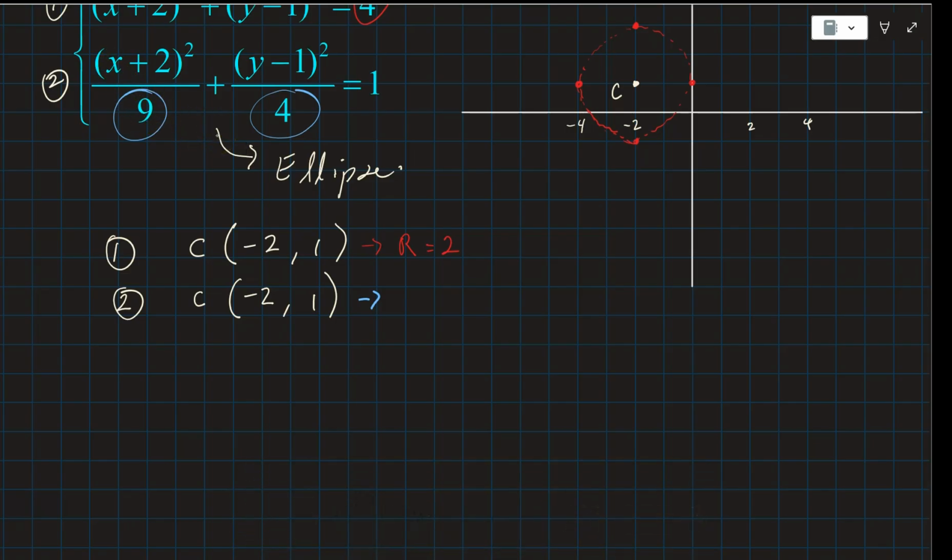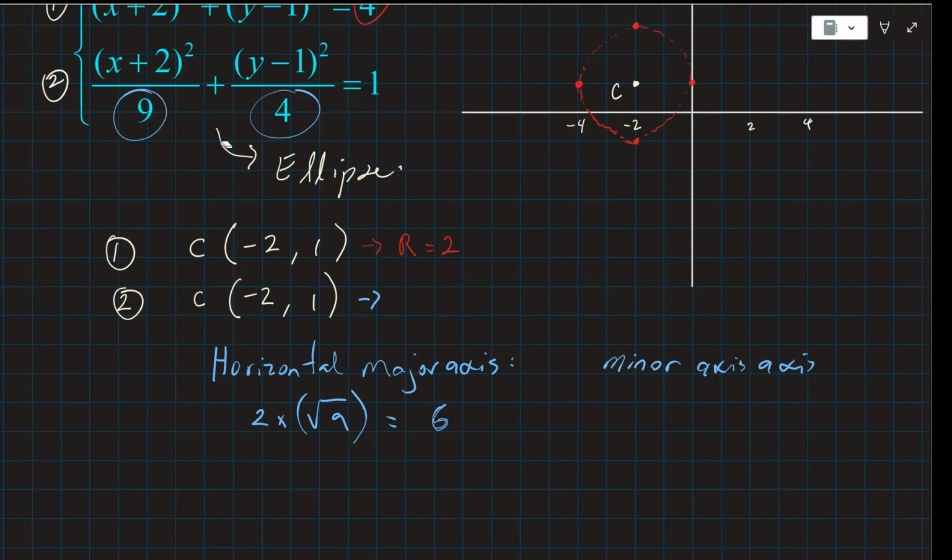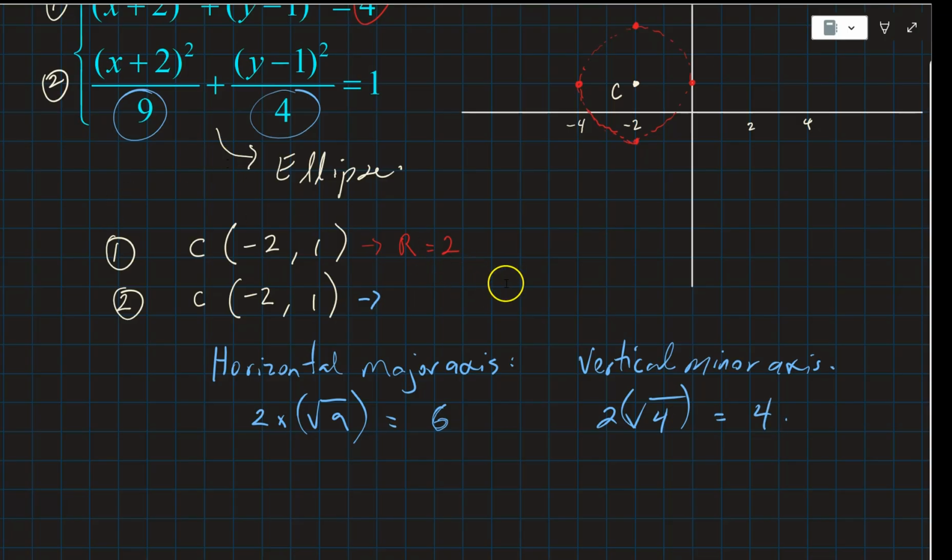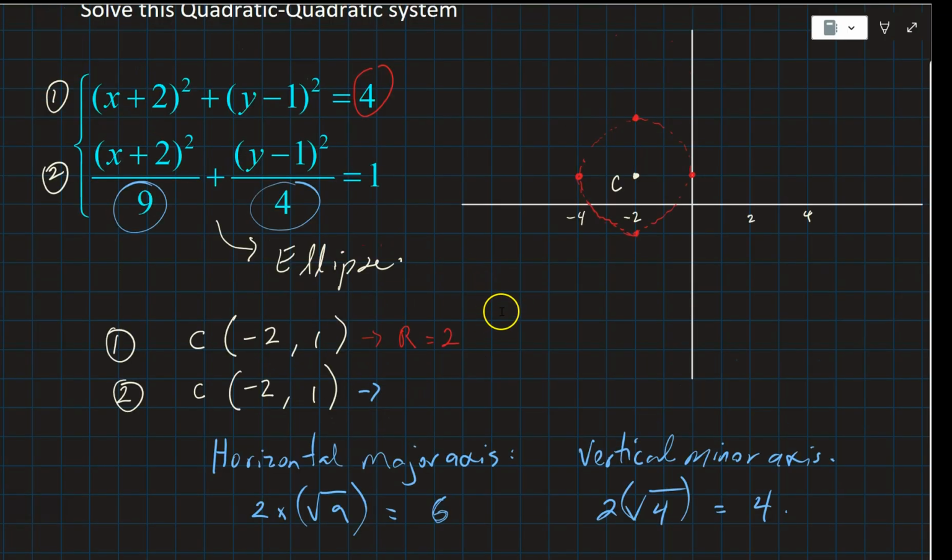So let's write up the information that we have. We have a horizontal major axis. What is the length of that? Well, that is the square root of 9. Whatever you get, you have to multiply it by 2. So that would be 6. That is the length of the major axis. And then what is the length of the minor axis? That is vertical, by the way, and that is 2 times the square root of 4, which is 4. Okay, very good.